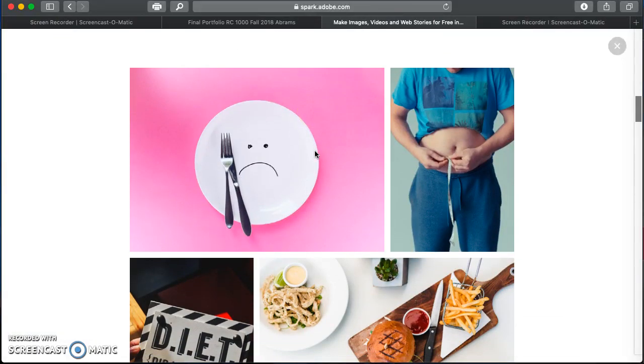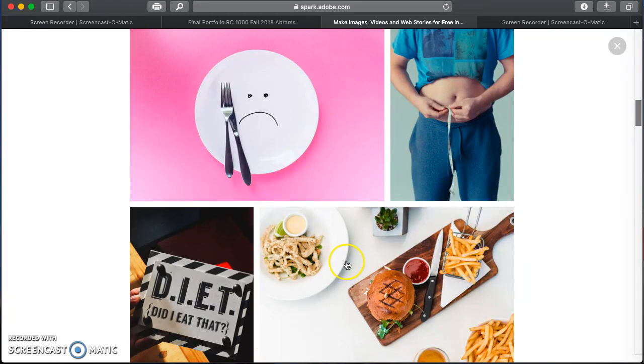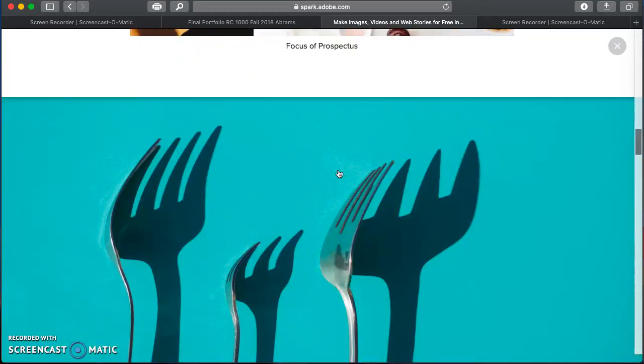So my artifacts for this is just 4 pictures dealing with all my different subtopics. I feel like it included nutrition as a whole, like obesity, dieting, shame of dieting.